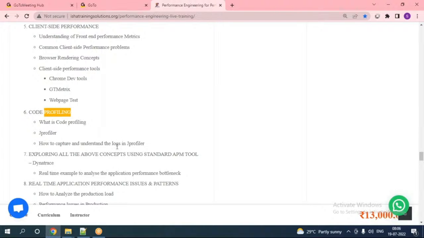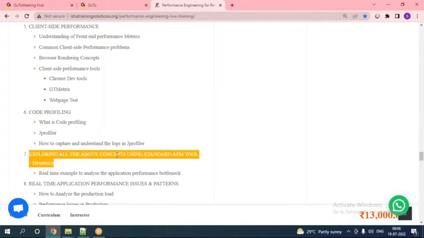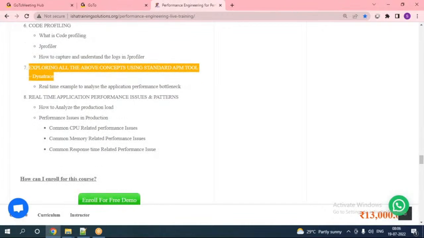And then a very important APM tool in the market, which is the Dynatrace tool, we are going to discuss. Because if you look at any job description, definitely one APM tool will be there. Dynatrace is becoming very famous now in the market. So we wanted to learn that tool, and that is the reason we added Dynatrace in this list.